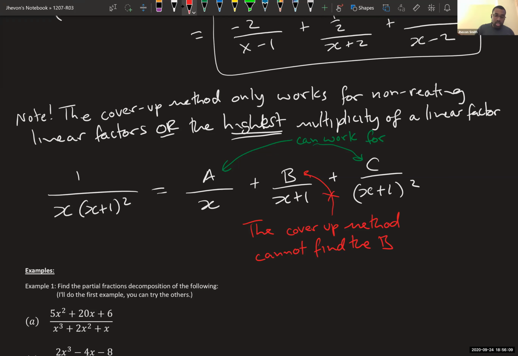Okay. However, when it does work, it's actually a lot quicker than the other two methods combined. So again, it's another option. It's another thing that's out there that you can try.